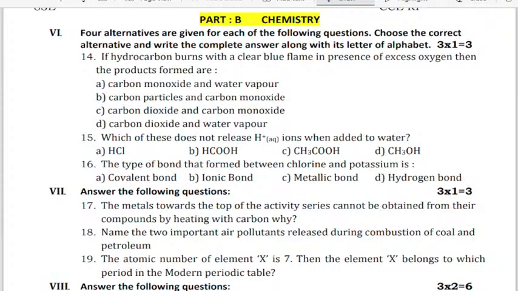In my upcoming classes, from tomorrow, I'll be taking the lessons of heredity and evolution, our environment, and sustainable management of natural resources. So without wasting much time, let me start today's class.